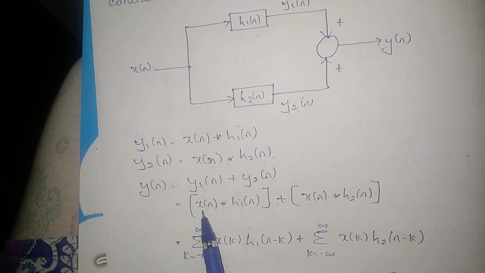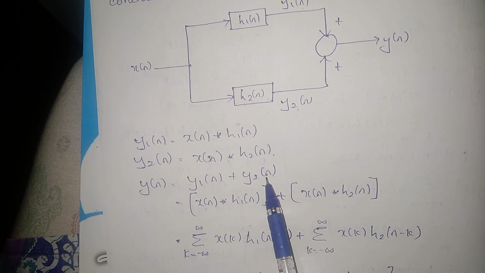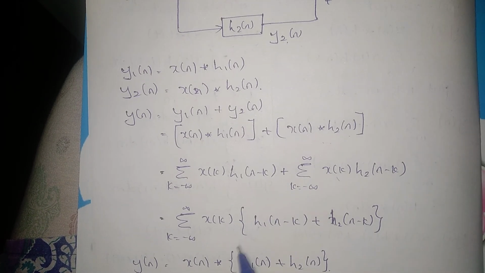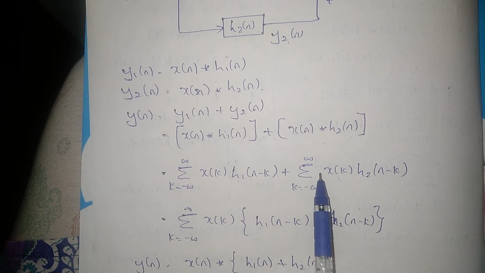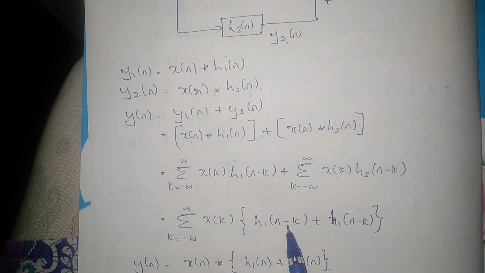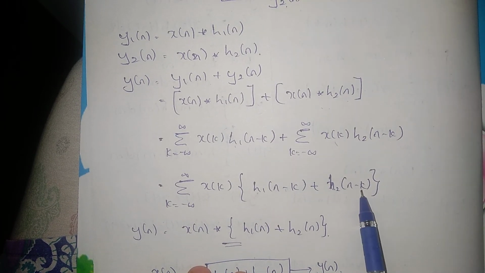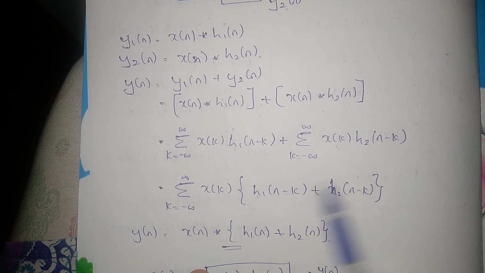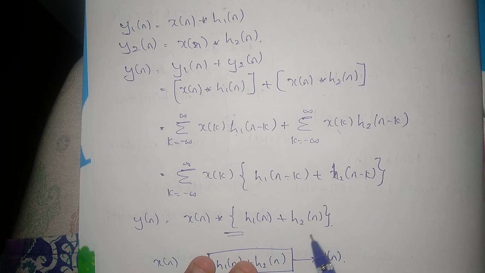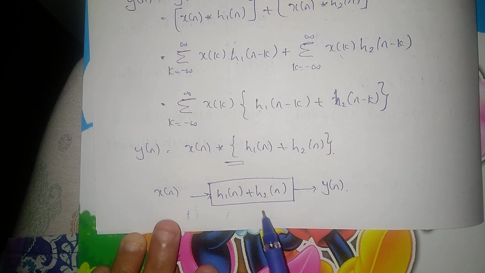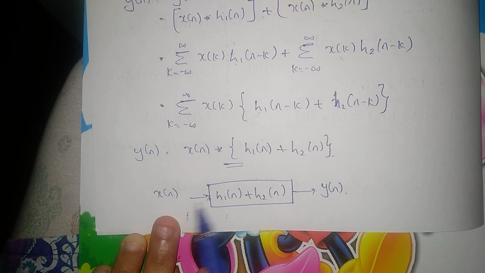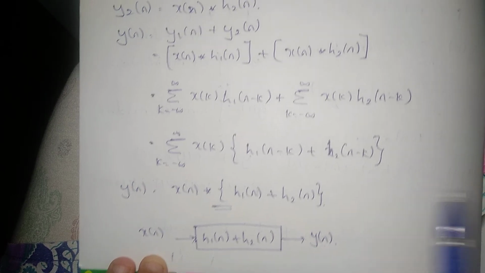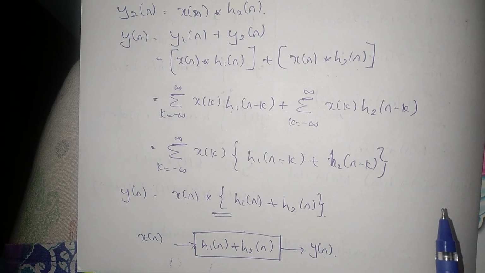y1 of n is x of n convolution h1 of n, y2 of n is x of n convolution h2 of n. If you apply the formulas, now you can take the common terms out. The summation is common, x of k is common. Taking that common, what remains is h1 of n minus k plus h2 of n minus k. This you can write as x of n convolution the whole thing h1 of n plus h2 of n. So the diagram reduces to h1 of n plus h2 of n, where we give input x of n and output is y of n. So we can say that convolution is distributive.